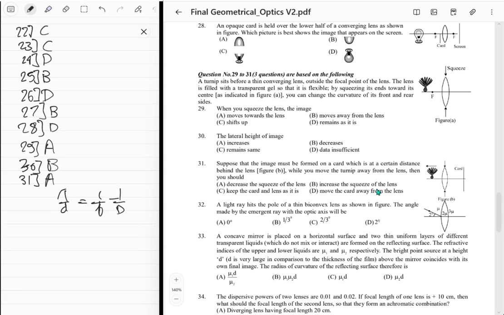Then of course, as this thing is decreasing, you could just try to increase your 1 upon d. In other words, you decrease your capital D, and that's one thing you can do. But that's not in the options. They only said move the card away. So you should move it towards the lens. So 31 done. Let's go to 32.